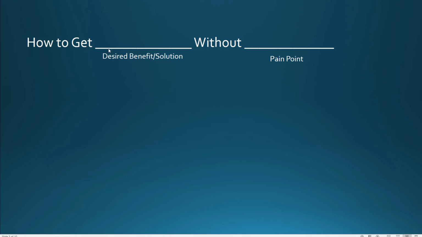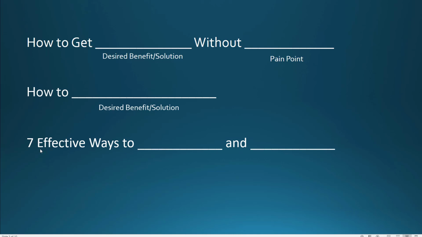Okay, so you have to know what your prospects' desired benefit or solutions are, and you have to know what they want to avoid at all costs. Okay, so a couple more of these would be how to desired benefit solution. That's the simple one. It's just straightforward, how to get blank.